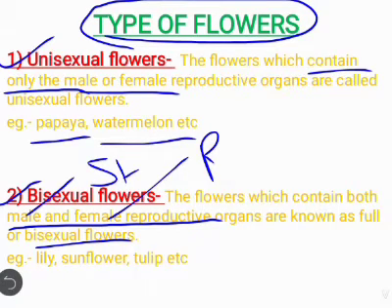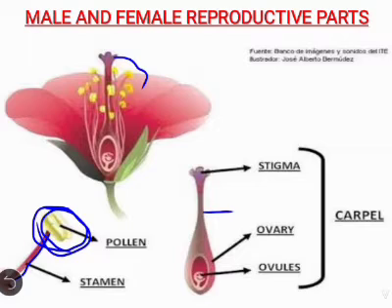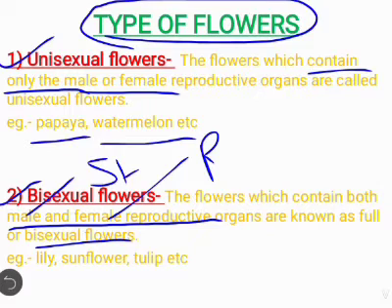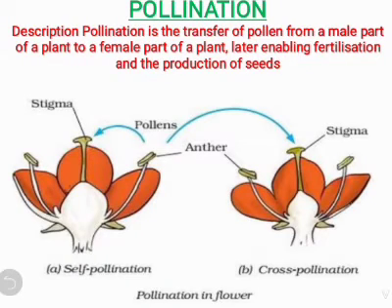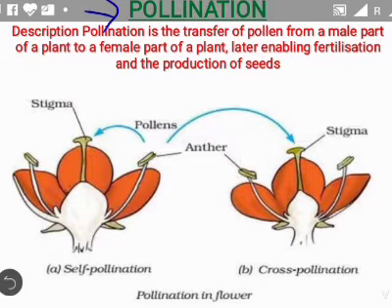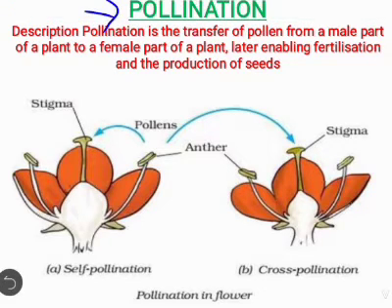Now the question is how the male gametes reach the female gamete of a flower to form zygote. So the answer is, the male gametes reach the female gametes by the process of pollination, and the production of seed. Simply we can say transfer of pollen grains from male reproductive part to the female reproductive part of a flower is known as pollination.